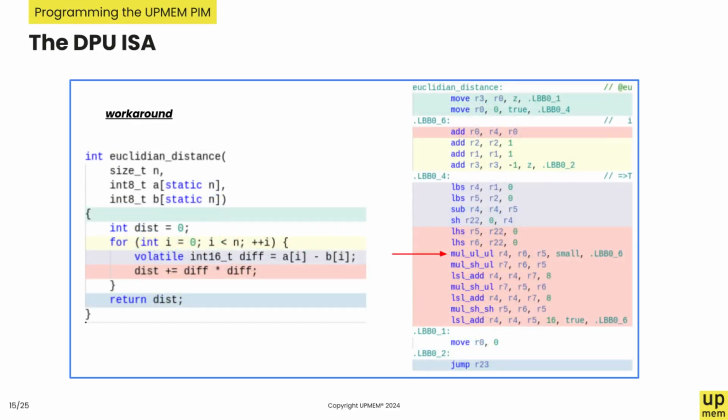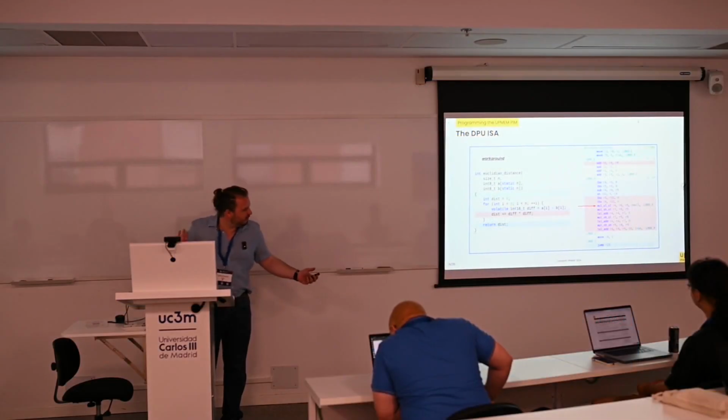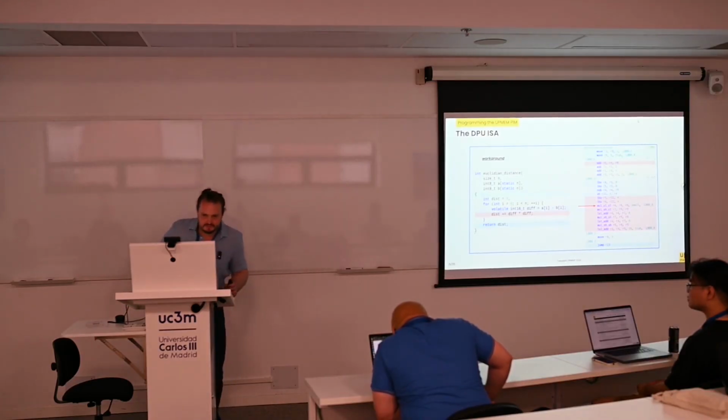So there's a workaround for that. Just make it volatile, right? Force the compiler to actually first do the difference, store that into a 16-bit variable, and then multiply two 16-bit integers together, and you see that, yeah, you get the 16-bit multiplication. You also get a lot fewer useless moves here, which disappear. That's nice.